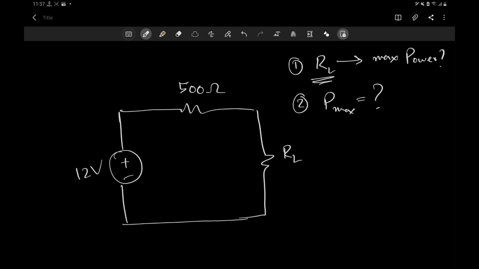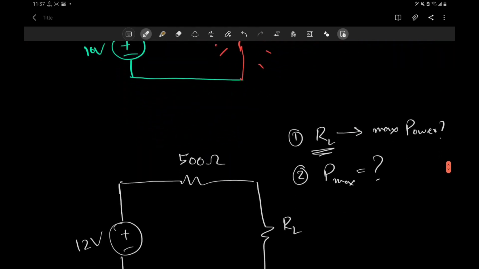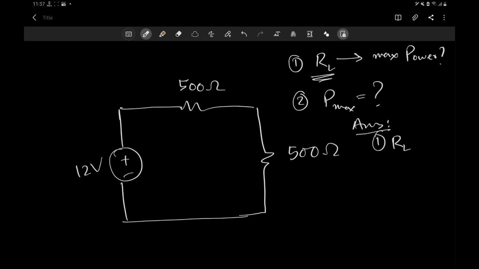Well, from the theory we just learned here, even though I haven't shown the proof, what we have learned is that if we use 500 ohm resistance here, we will have the maximum power. So the answer to question number one is RL equals 500 ohm.